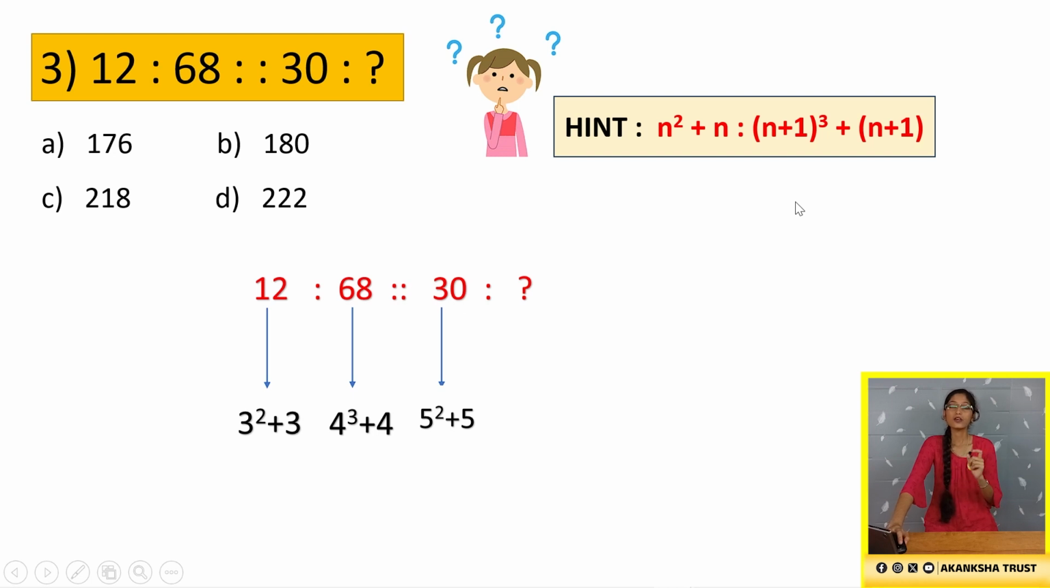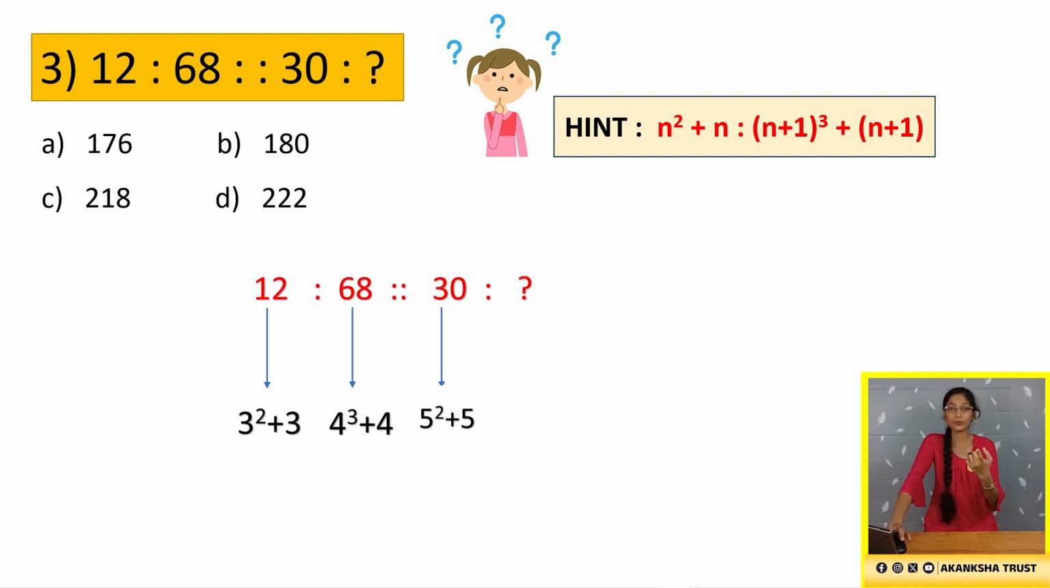5 square means 25. 25 plus adding the same number, 5. To 5 square, 25 plus 5, you'll get 30, isn't it? Then what we have to do? Next number. Which is the next number to 5? 6.